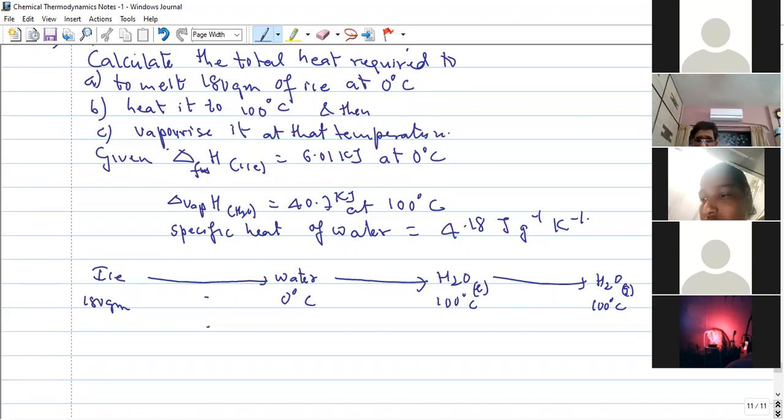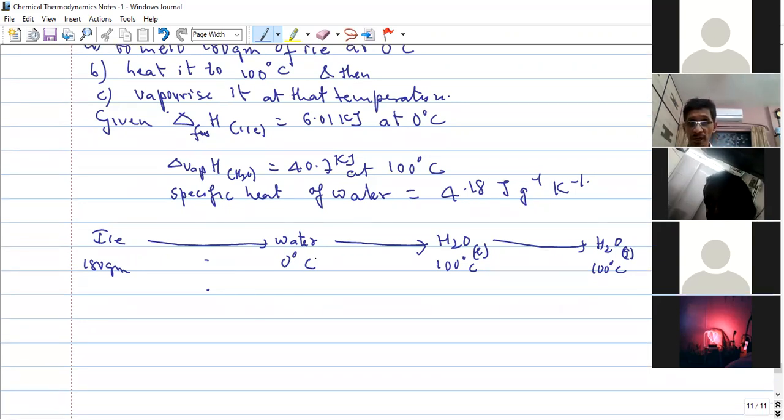तो देखो इधर तीन चीजें निकालनी हैं। 180 ग्राम ऑफ आइस को वाटर में करना है 0 पर, फिर वाटर 0 को वाटर 100 में कन्वर्ट कर, एंड देन वाटर 100 को वाटर गैस में कन्वर्ट कर. So your heat required is suppose Q1, your Q2, and here it is Q3.